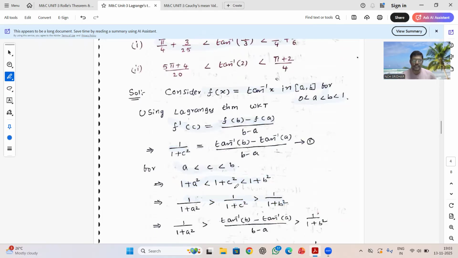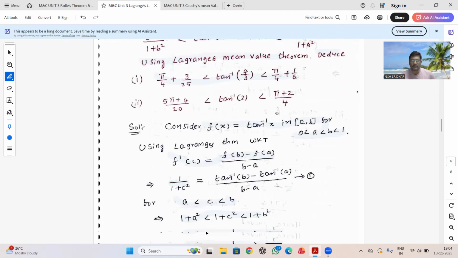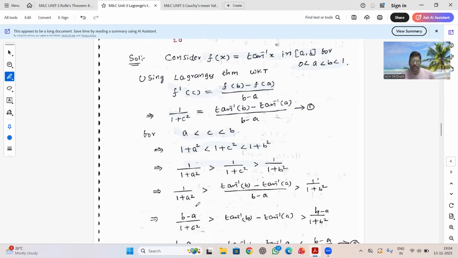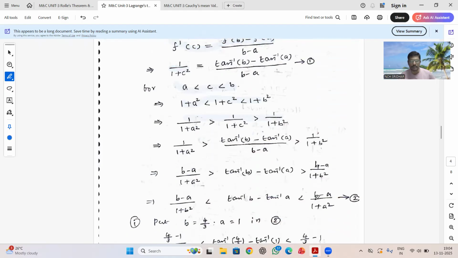So according to our convenience, we are writing it because we need to prove 1 by 1 plus b square here, 1 by 1 plus a square is also there. So we are writing 1 by 1 plus a square greater than 1 by 1 plus c square, value already we know. This is the value: (tan inverse b minus tan inverse a) by (b minus a) greater than 1 by 1 plus b square. Now, using cross multiplication, we cross multiply this b minus a. (b minus a) by 1 plus a square greater than tan inverse b minus tan inverse a greater than (b minus a) by 1 plus b square.